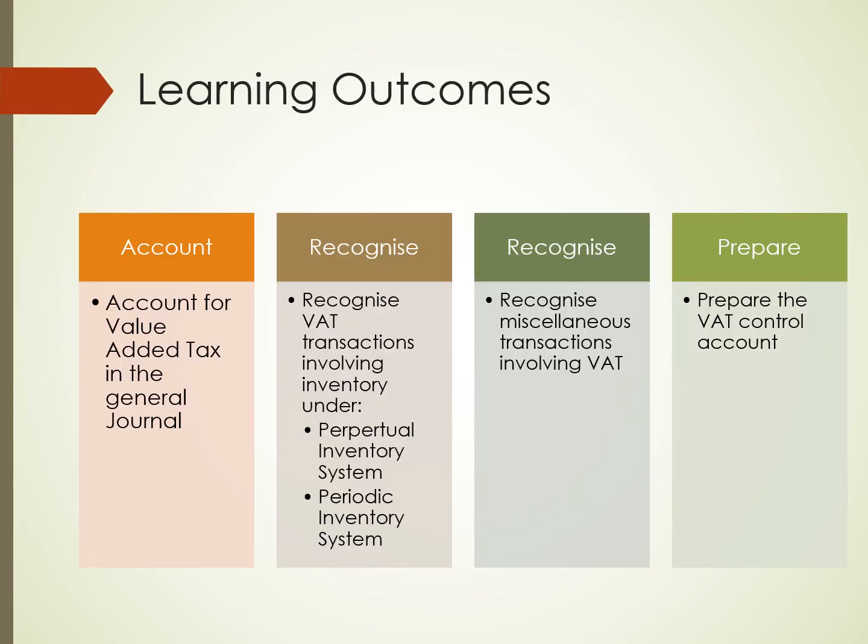By the end of this unit, you should be able to account for value added tax in the General Journal. You should also be able to recognize VAT transactions involving inventory under both the perpetual inventory system and the periodic inventory system. Further, you should be able to recognize other miscellaneous transactions involving VAT. And finally, you should be able to prepare the VAT Control Account.